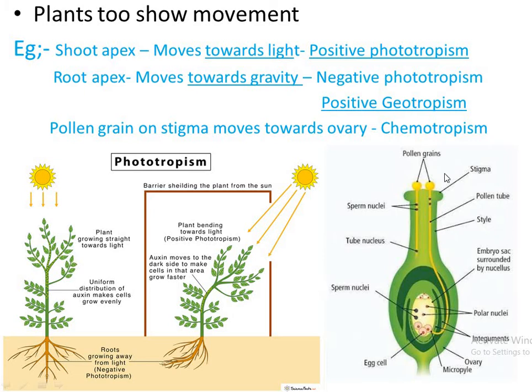And then we have the other one where the pollen grain on the stigma moves towards the ovary. There is a complex process over there. When the pollen grain comes onto the stigma, it forms a pollen tube. After secreting various substances, it is then transported into the ovary. There's an entire theory about that, which you don't need to know now. And that is what we call chemotropism, because chemicals are normally involved in this.